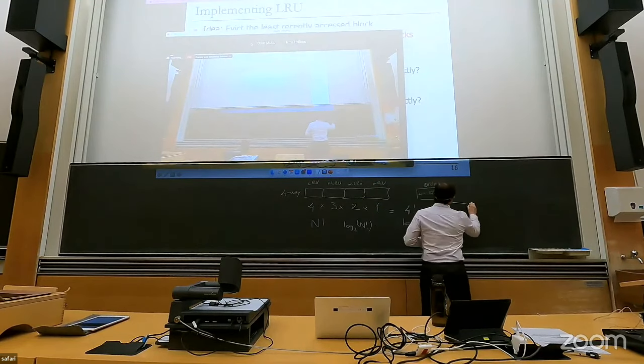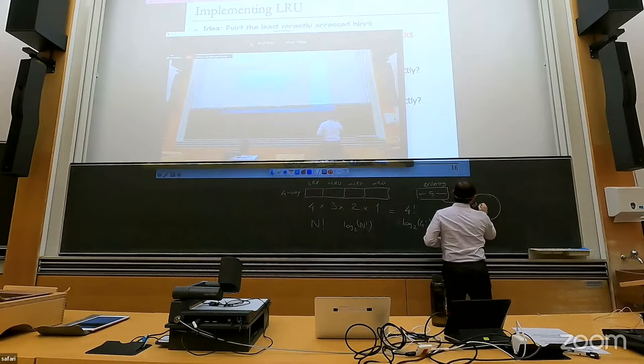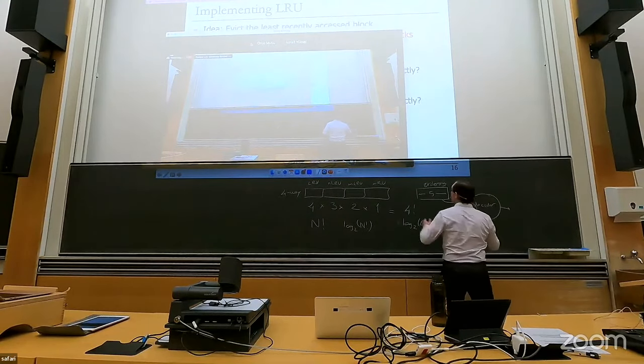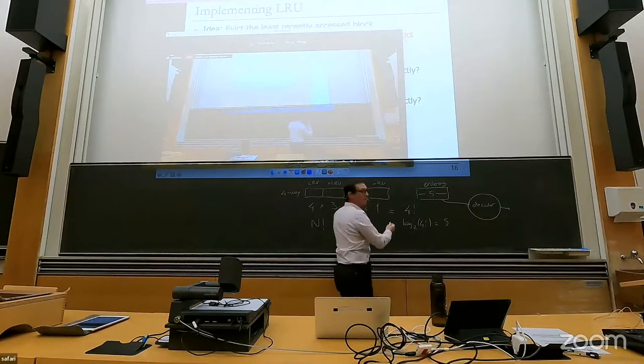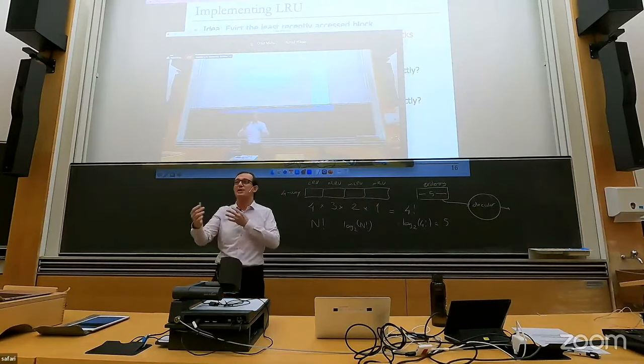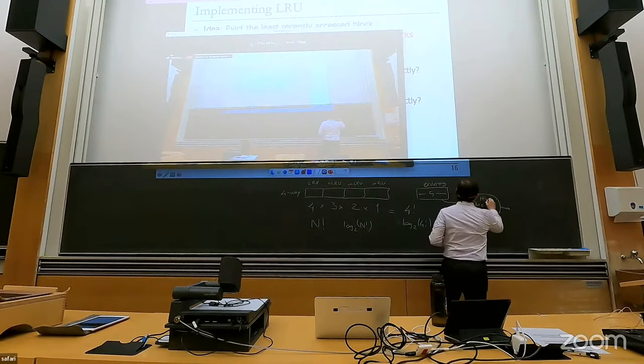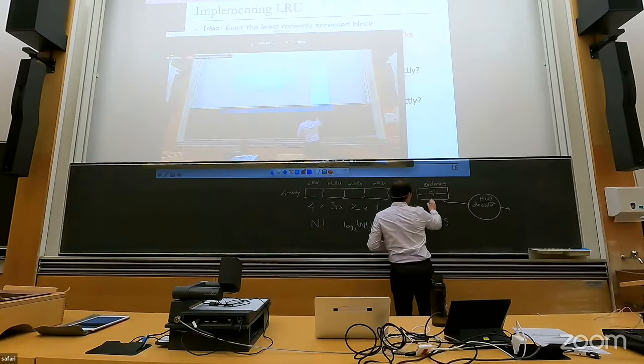And then you need to feed this to a decoder to figure out which one is the most recently used, which way is the most recently used, which way is the least recently used, etc. So there's actually hardware complexity. It's a hardware decoder that determines which order you have.